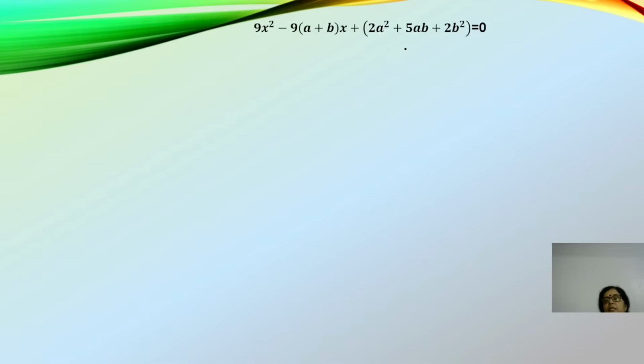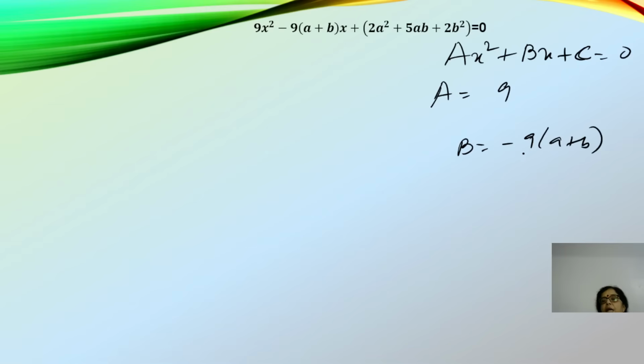Now here if we take this particular question, in the question the small a and small b are already present. So what we need to do is write the general format with capital A, Ax squared plus Bx plus C is equal to 0, so that we avoid all confusion. So here the coefficient of x squared, A, is written as 9, B is equal to minus 9 into a plus b, and C is equal to 2a squared plus 5ab plus 2b squared.